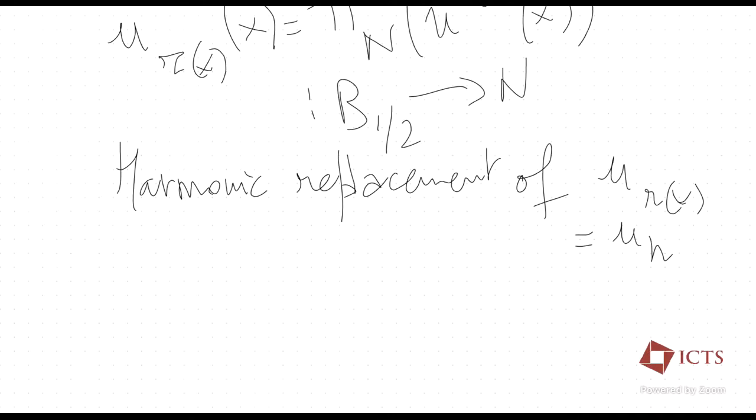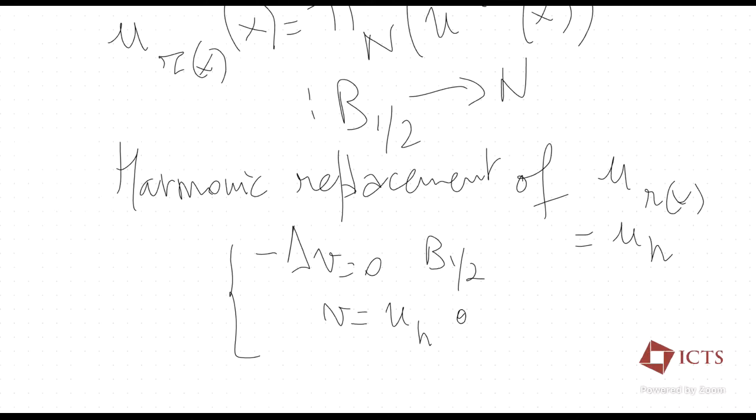And what is the harmonic replacement of something? The harmonic replacement is the solution to the following Dirichlet boundary problem. You construct a harmonic function in the ball of radius 1/2 which takes the value U_H on the boundary. This function V is called the harmonic replacement of U_H. So you basically solve the Dirichlet problem of being U_H on the boundary of the ball, and you fill it in inside harmonically.